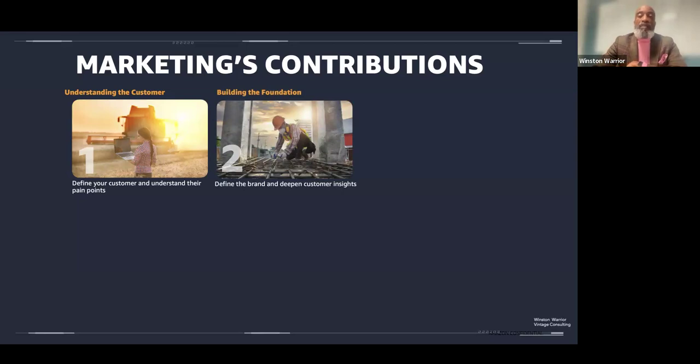Number two, you're going to build the foundation. And what do I mean by that? Define your brand and deepen your customer insights. We're going to talk about brand in another session, as you know, but you have to define what that brand is, and then you have to deepen your customer insights. What does that mean, customer insights?